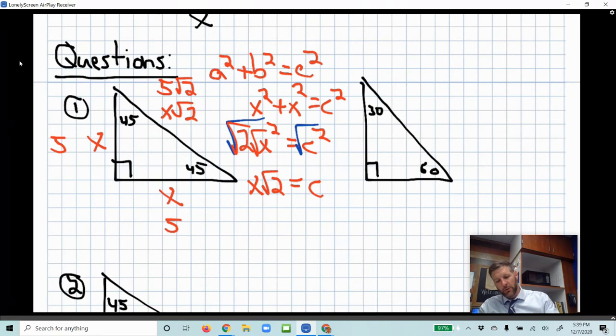I'm not going to go through the whole process with the 30, 60, 90, but just to refresh, if I knew the short leg was 7, I know the hypotenuse must be twice as big, 14, and the long leg must be the short leg times the square root of 3. And if you plug those measurements into the Pythagorean theorem, you'd see that it works out. In fact, let's just go ahead and do it. No, we'll skip it.